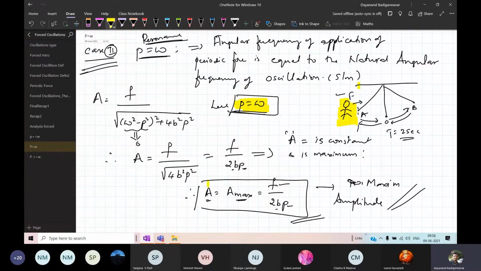So therefore the maximum amplitude is given by this equation, F by 2BP.